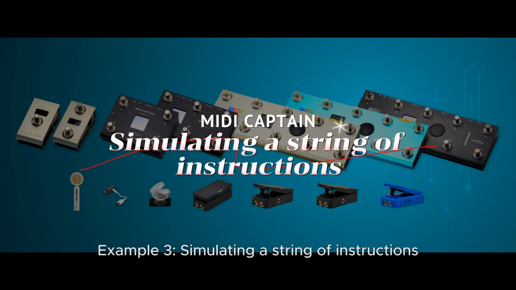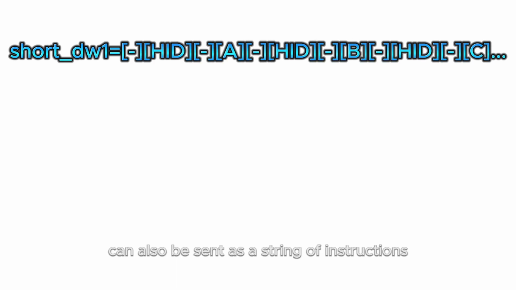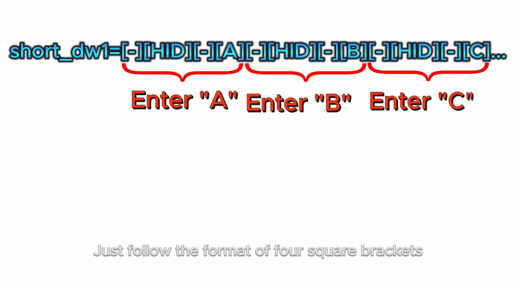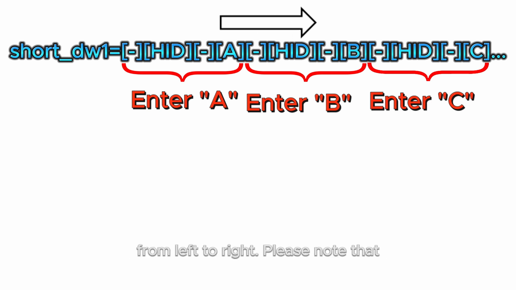Example 3. Simulating a string of instructions. Like MIDI instructions, keyboard and mouse simulations can also be sent as a string of instructions. Just follow the format of 4 square brackets per instruction unit and sequentially add configurations in order. The program will execute the instructions sequentially from left to right.